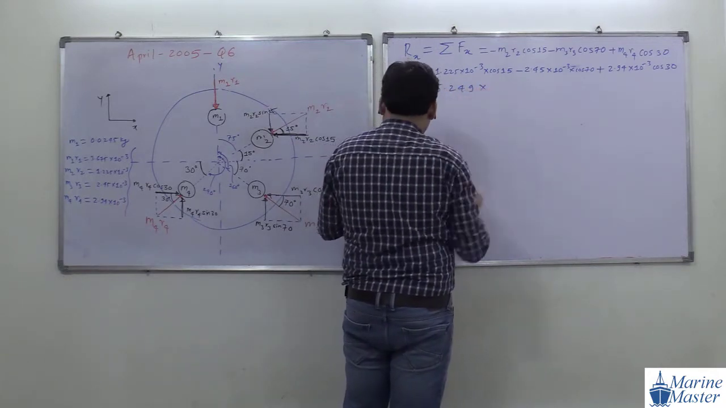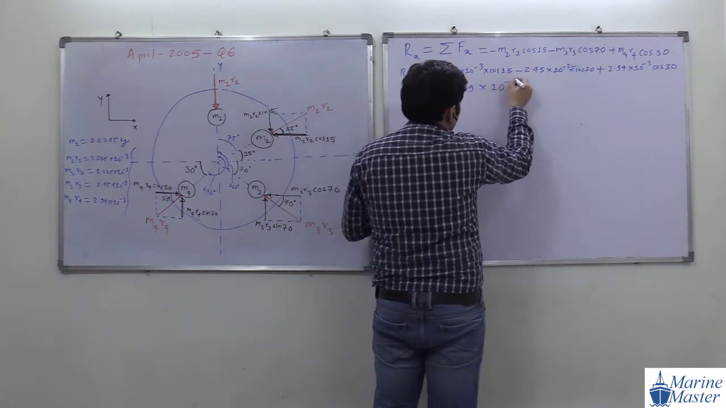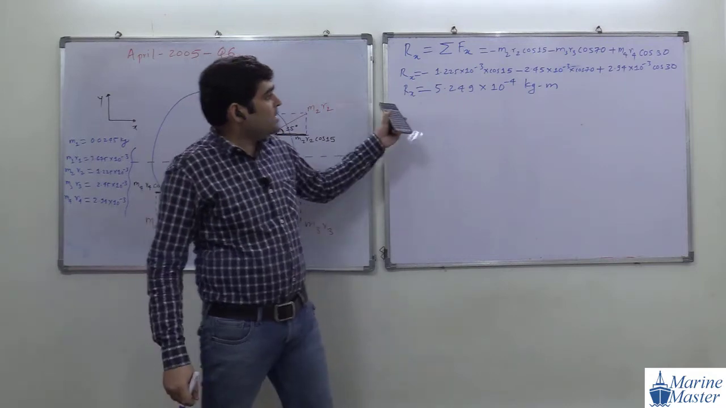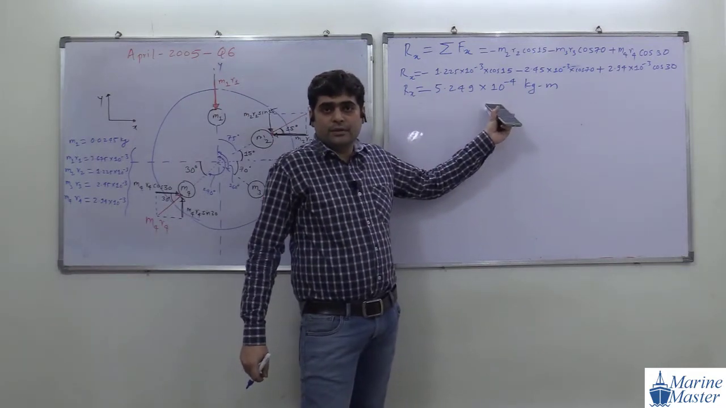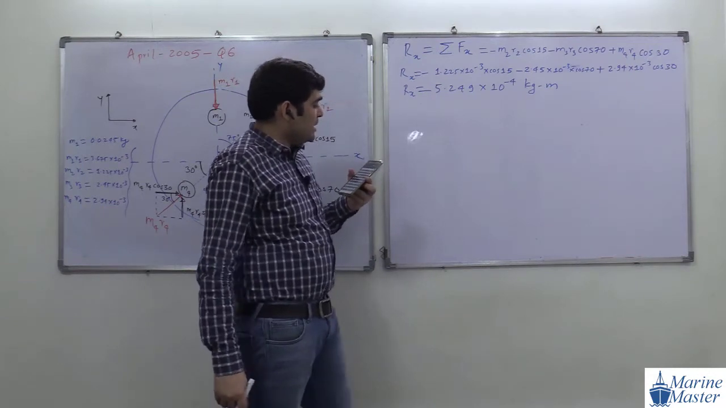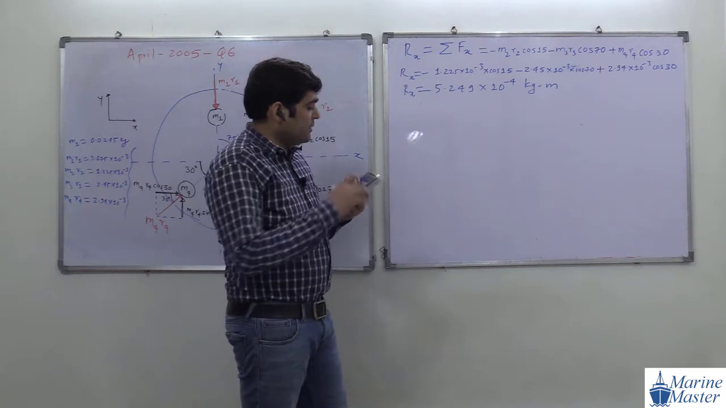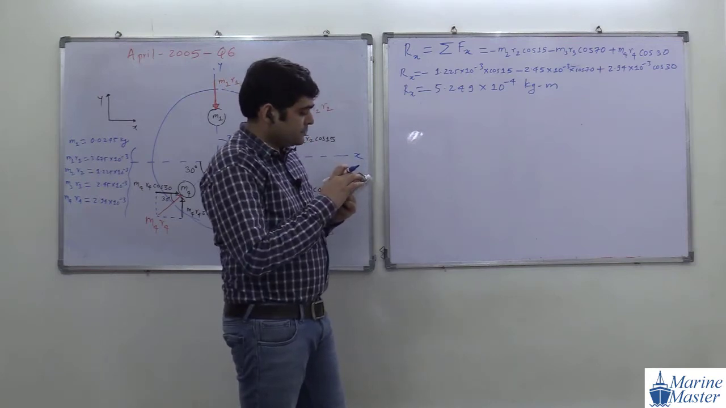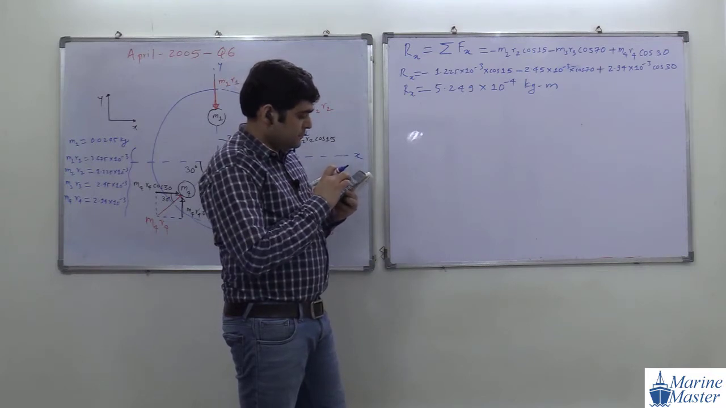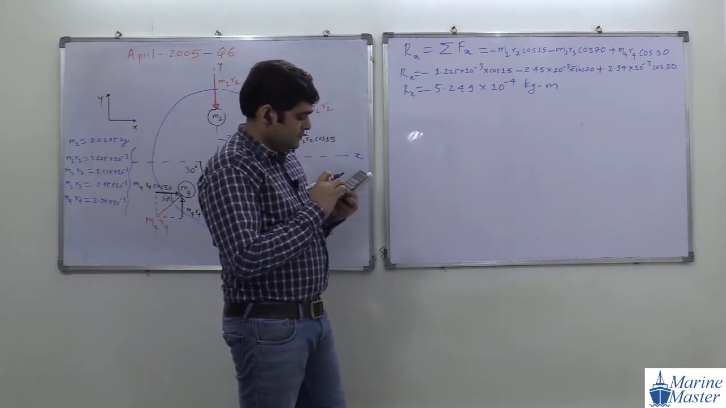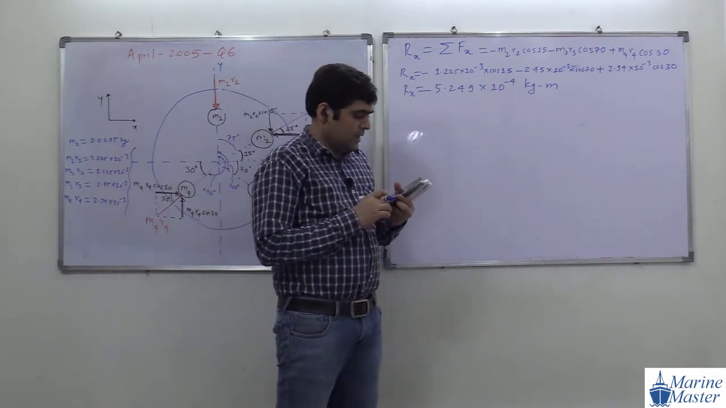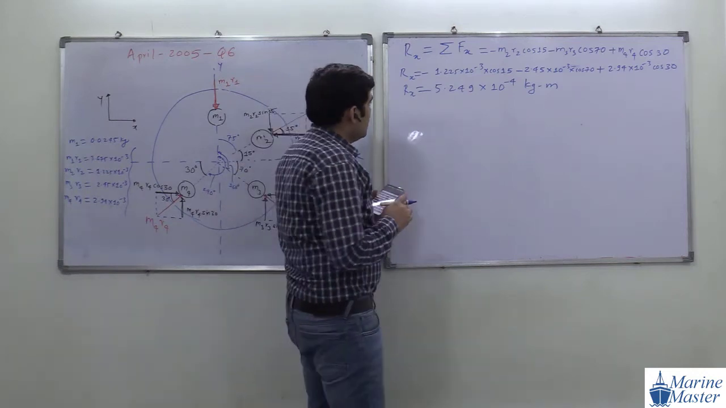5.9 unit meter. Okay, good. Everyone got the same answer? Everyone? No, check it once again. Okay, everyone? Good.